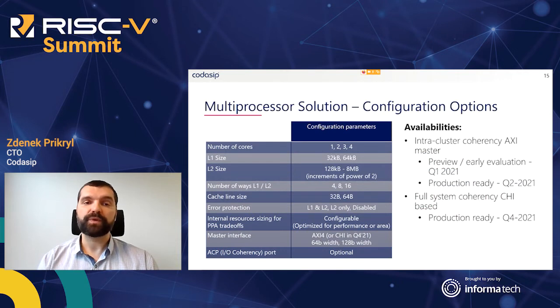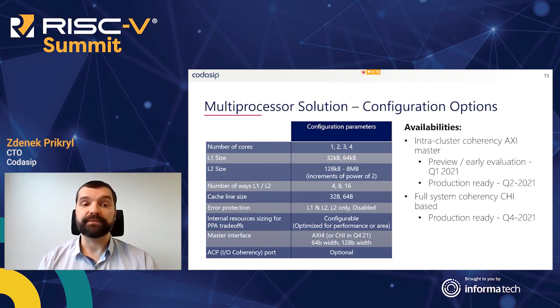If you look at the configuration options that we have at the moment, as you can guess, we are targeting up to 4 cores. The L1 size is configurable. It's either 32 or 64K. The L2 goes up to 8 megabytes. You can also configure the number of ways the L1 or L2 has, so 4, 8, or 16. Cache line is configurable as well, so it's not fixed. It can be either 32 byte or 64 byte.